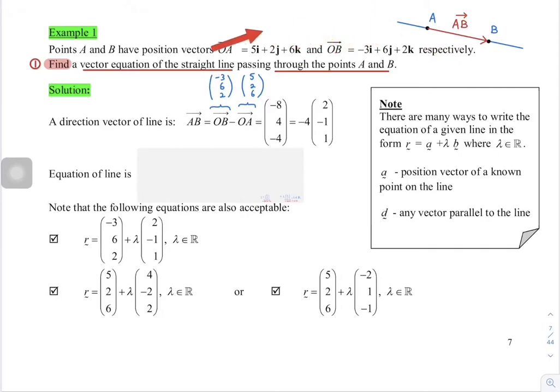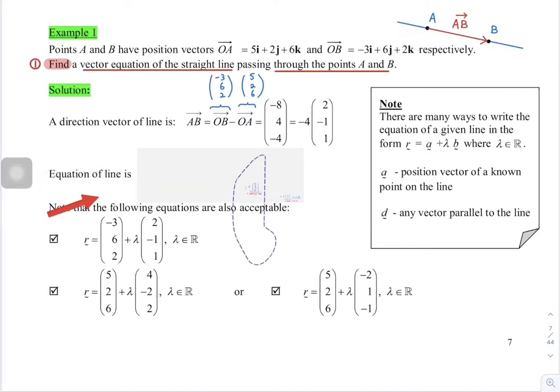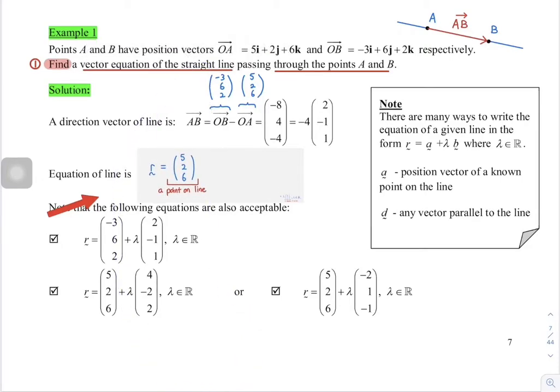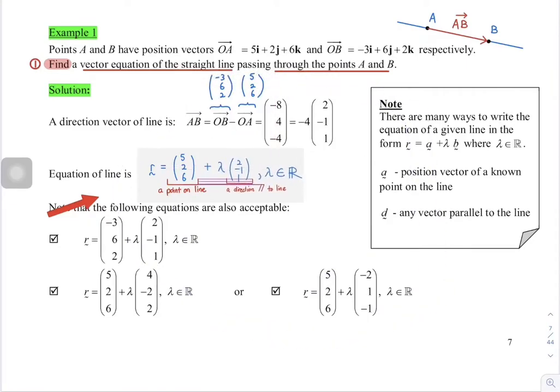So for this particular question, since both A and B lie on the line, we could use either A or B to be the point on the line. To form the equation of the line, first we need a point on the line. In this case, we can choose (5, 2, 6), the point A. And to complete the vector equation of this line, we need the direction. For the direction, we're going to use the direction vector parallel to the vector AB itself.